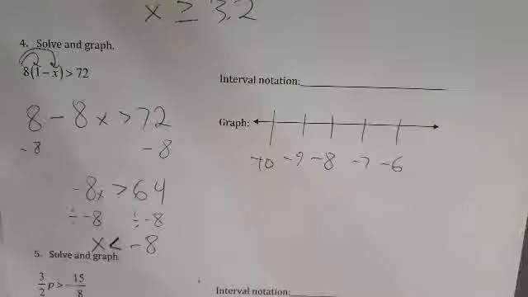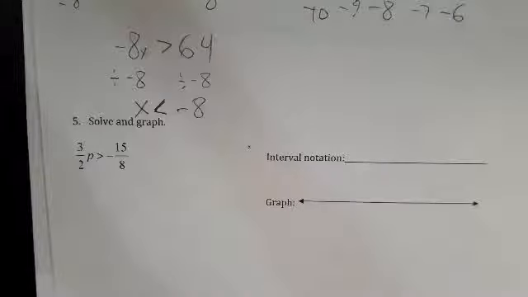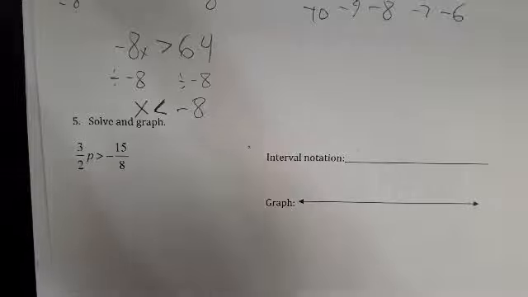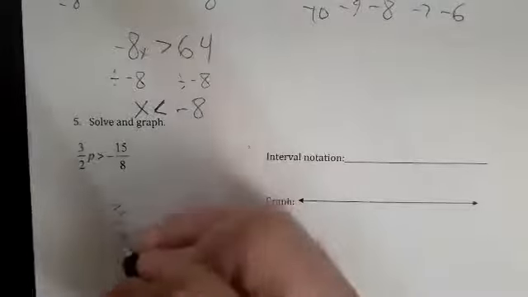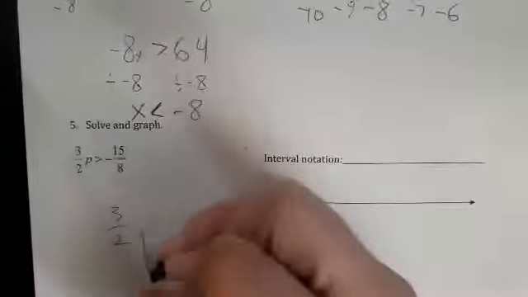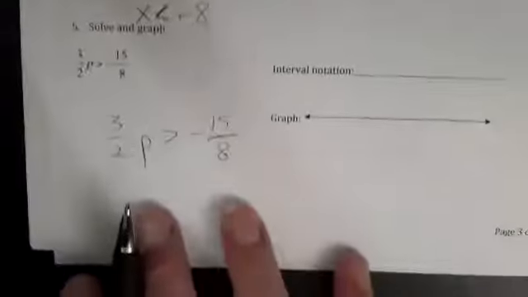So number 5, we want to solve this thing. And so I see something like 3/2 p is greater than a minus 15/8. Okay, so if I see 3/2 p is greater than a minus 15/8, I want to get p by itself. So how do I do that?